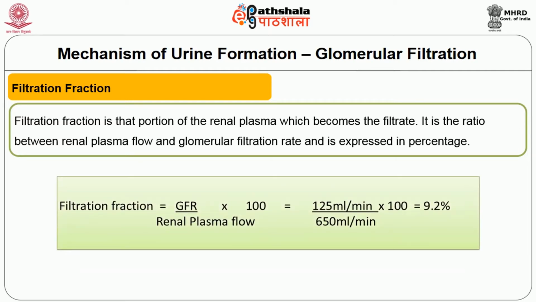Filtration fraction is equal to GFR over renal plasma flow into 100, that is 125 ml per minute over 650 ml per minute into 100, which is equal to 19.2%. Renal plasma flow is 650 milliliters per minute. The normal filtration fraction varies from 15 to 20%.